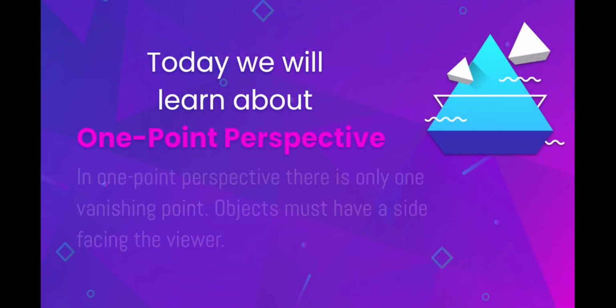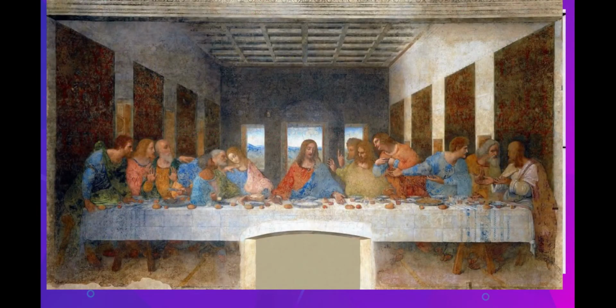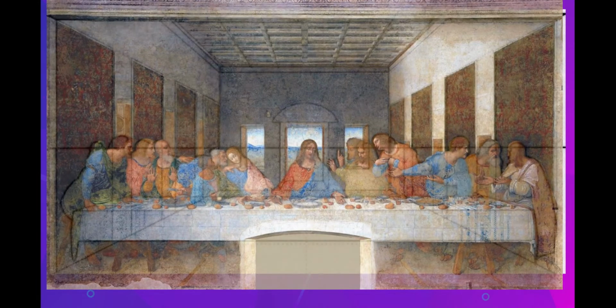Today, we will learn about one-point perspective. In one-point perspective, there is only one vanishing point, and objects must have a side that faces the viewer. Let's take a look at a famous artwork which uses one-point perspective. In The Last Supper by Leonardo da Vinci, we see clear use of one-point perspective.